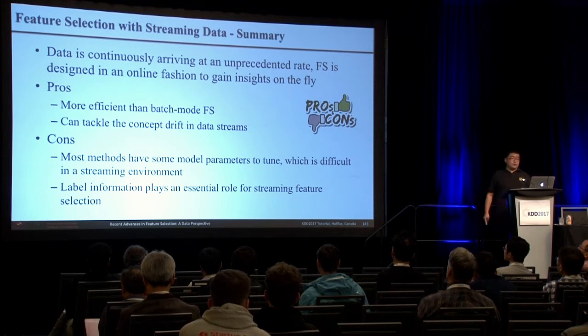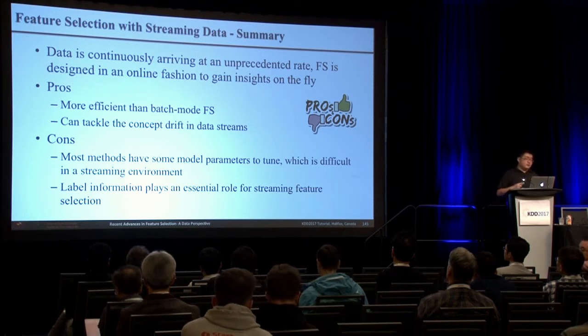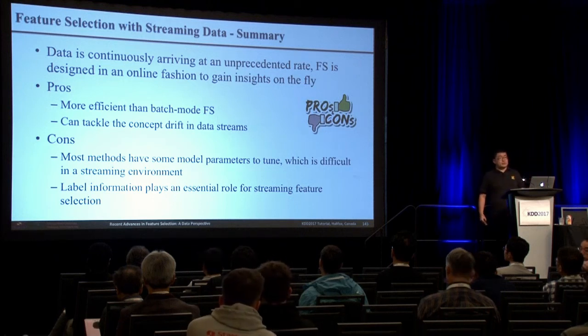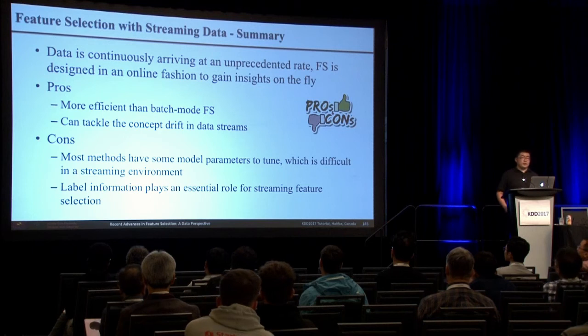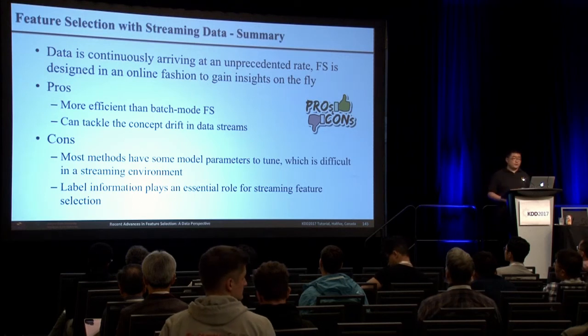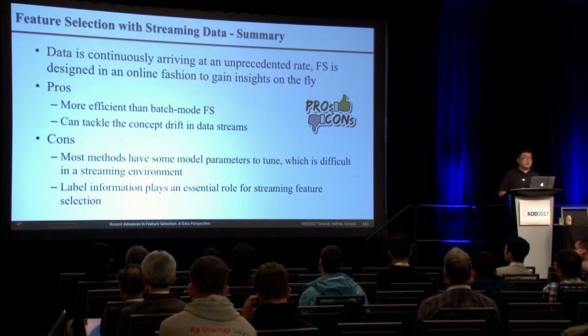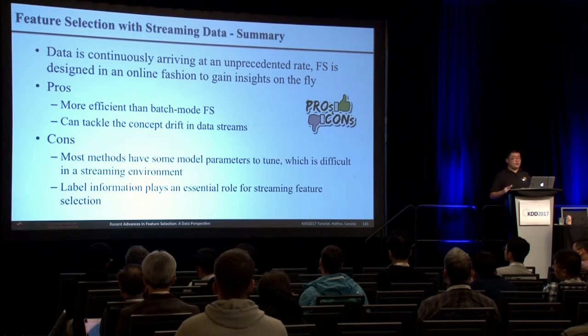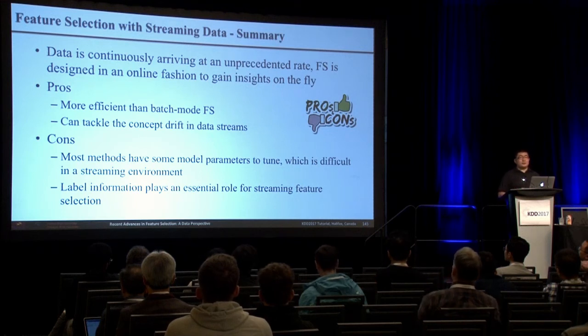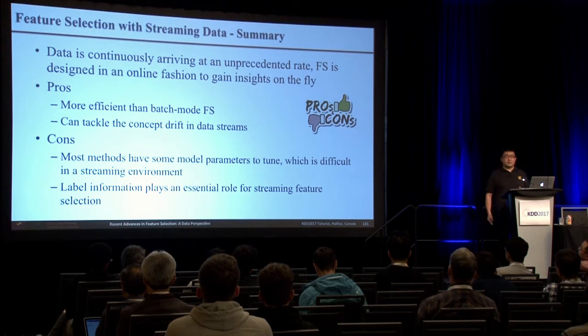So at the last, I will give a summary about this kind of method that is proposed to deal with streaming data. Streaming data is becoming more and more prevalent in many real-world scenarios. Since the data is continuously arriving at an unprecedented rate, feature selection in this case should be supported in an online fashion to gain insights from the data. There are some advantages of such methods. One advantage is that it is more efficient than the batch mode feature selection method, and it can also well tackle the concept drift problem in the data stream.